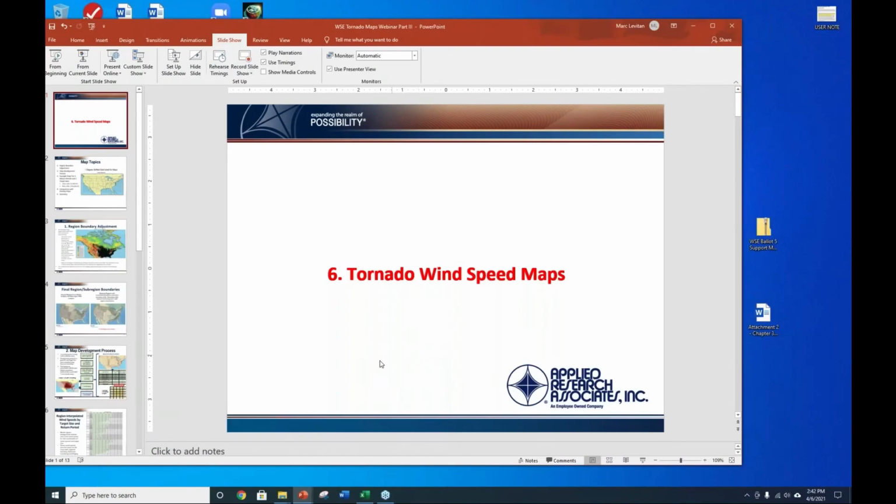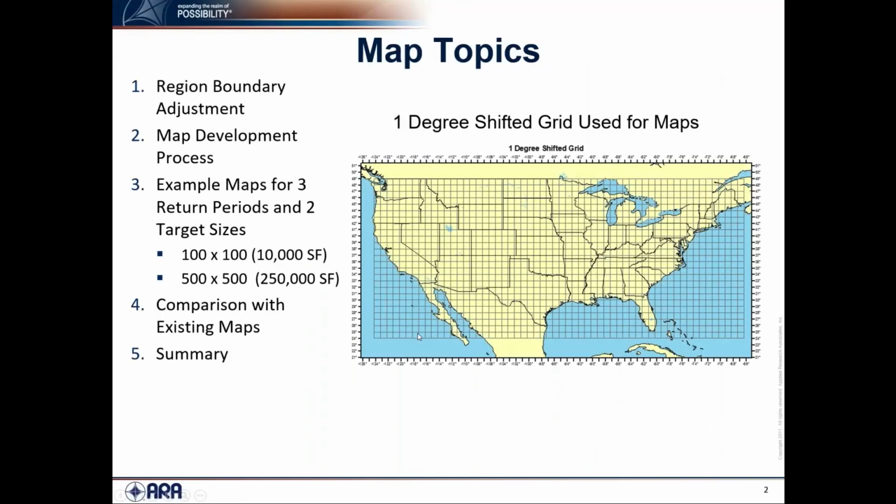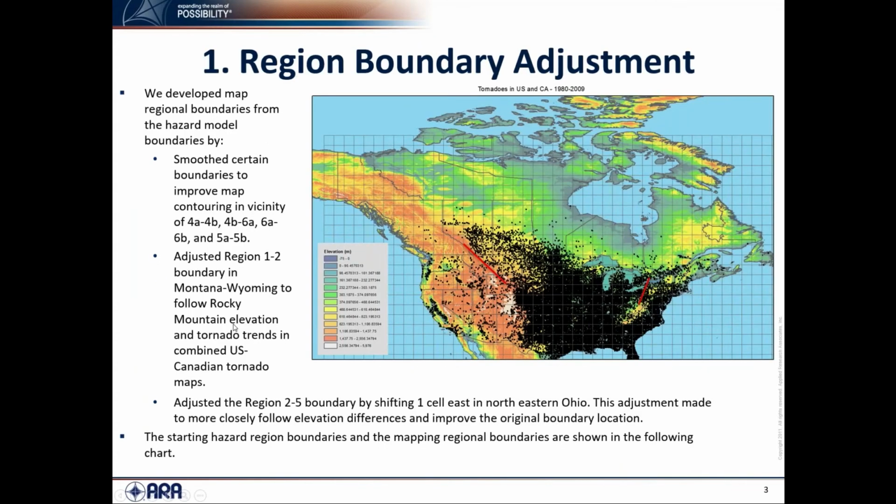What I'm going to do is bring all of these different analyses together and show how they pull together to create the wind speed map. Lastly, I'm going to talk about some little adjustments we made to the region boundary, talk about the map development process, show you a few example maps, and one slide with some comparison with some existing maps.